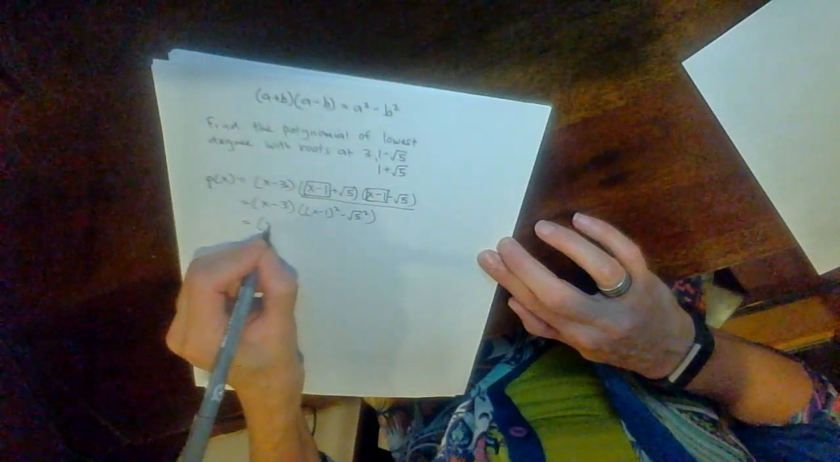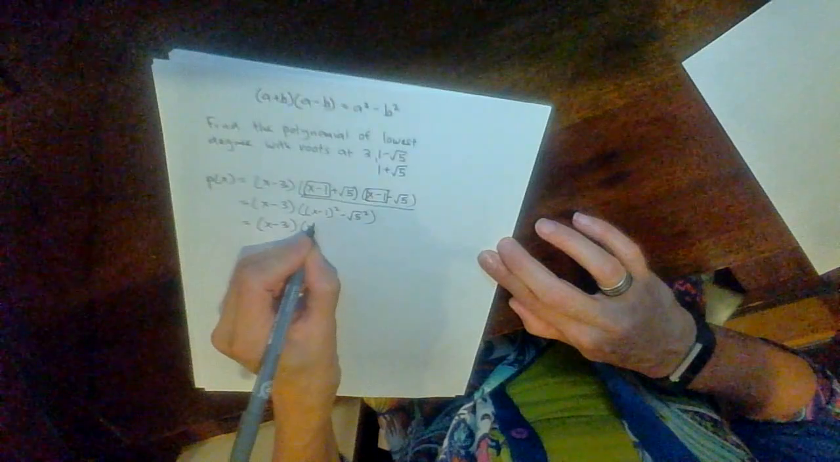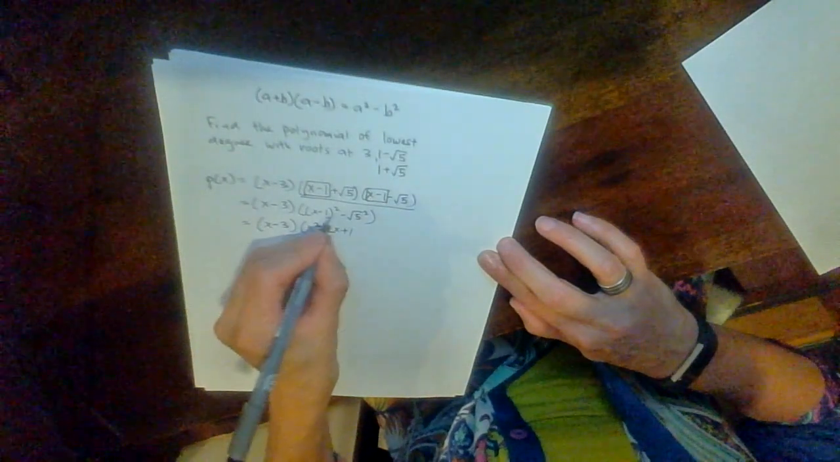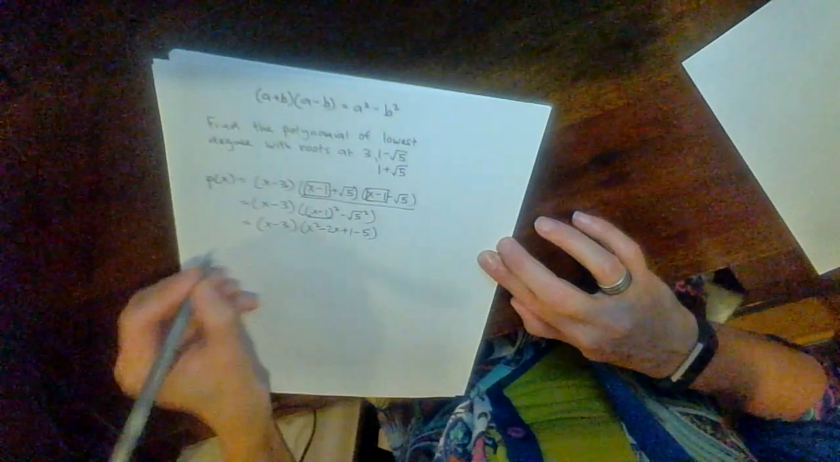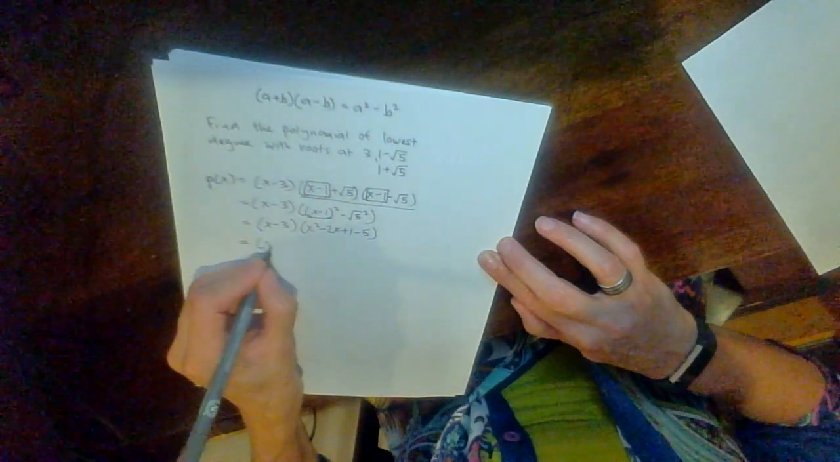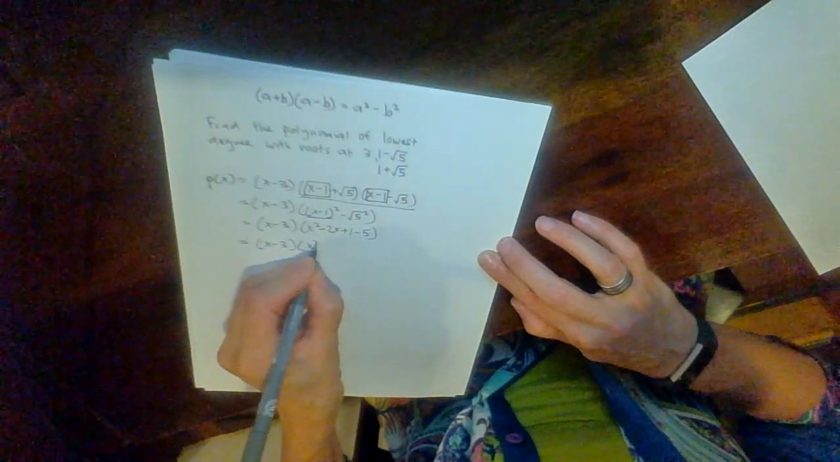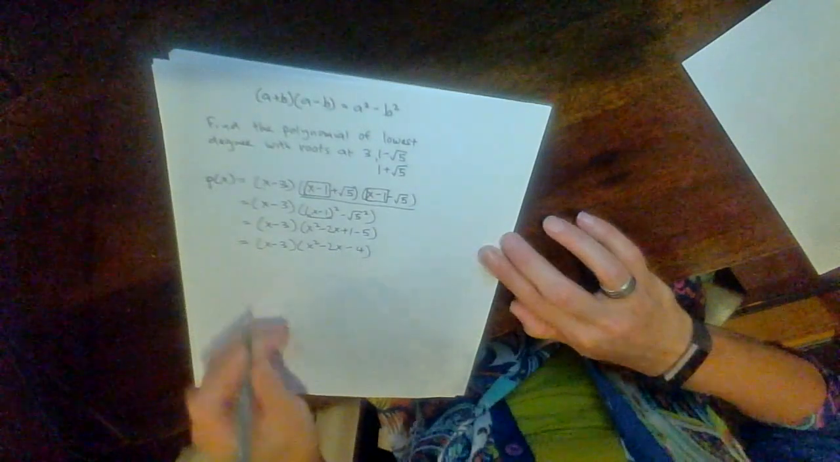So this works out to x minus 3 times x squared minus 2x plus 1. That's x minus 1 squared. And then I've got a minus 5. So this works out to x minus 3 times x squared minus 2x minus 4.